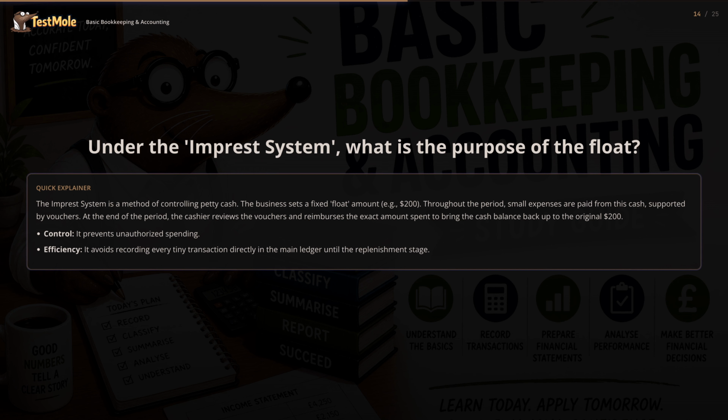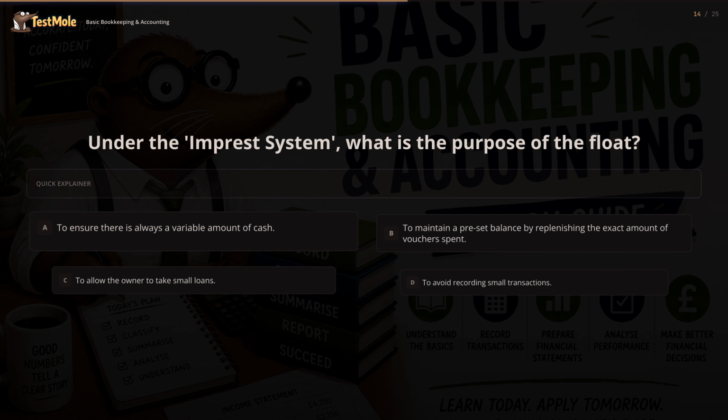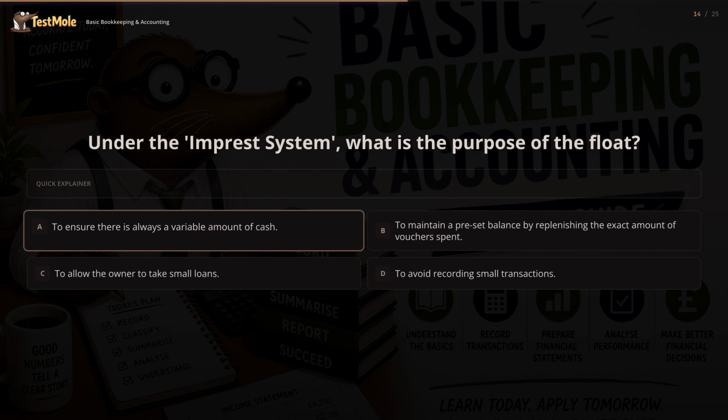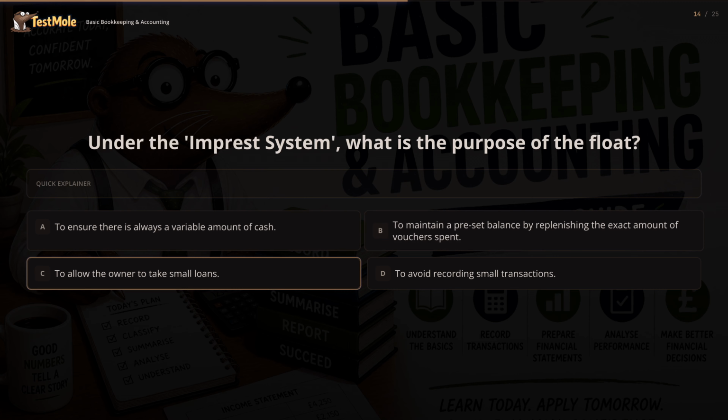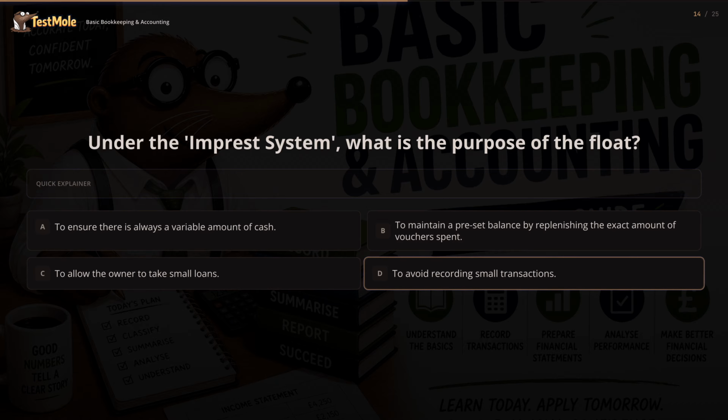Control: it prevents unauthorized spending. Efficiency: it avoids recording every tiny transaction directly in the main ledger until the replenishment stage. Let's review the options. A. To ensure there is always a variable amount of cash. B. To maintain a preset balance by replenishing the exact amount of vouchers spent. C. To allow the owner to take small loans. D. To avoid recording small transactions.